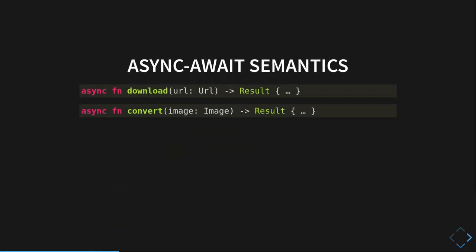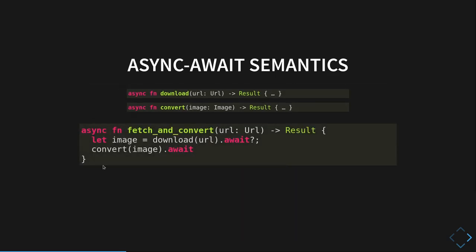And one way to express that is using the async await semantics. In this case, we would have download and convert as asynchronous operations. And to create our fetch and convert async function, we would first have to call the download method, await the result, and then using the result, convert it and wait for the conversion to finish.